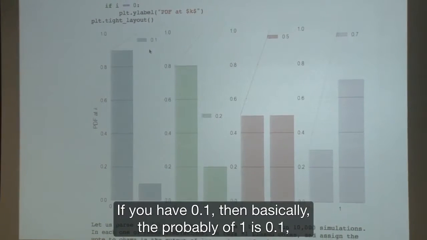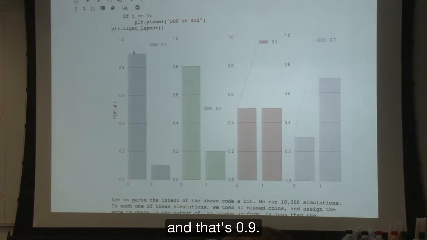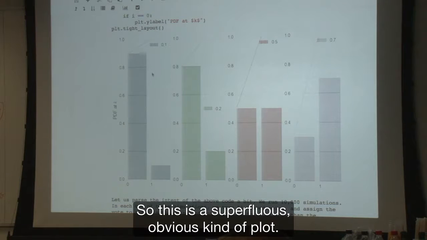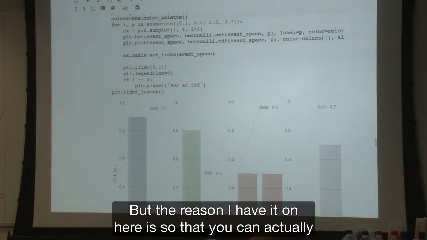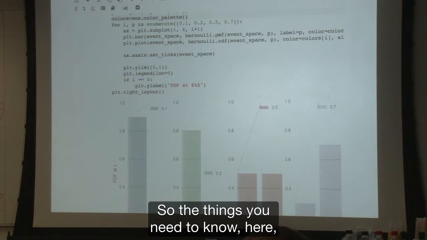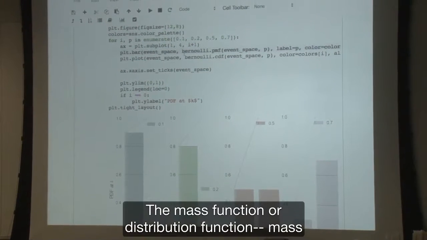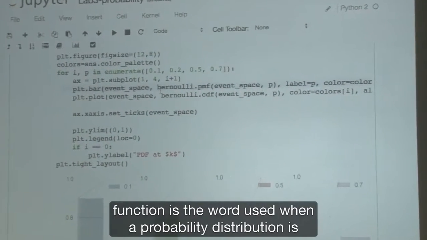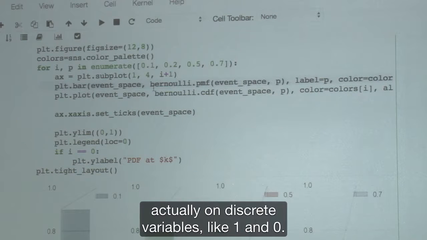If you have 0.1, then basically the probability of 1 is 0.1, and the probability of 0 is 0.9. So this is kind of a superfluous, obvious plot. But the reason I have it on here is so that you can see how to call the various things about the distribution. The things you need to know are that there's a mass function. Mass function is the word used when a probability distribution is on discrete variables like 1 and 0.